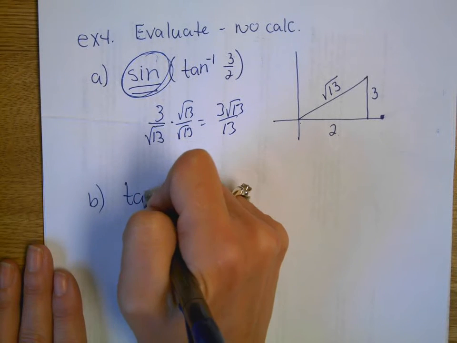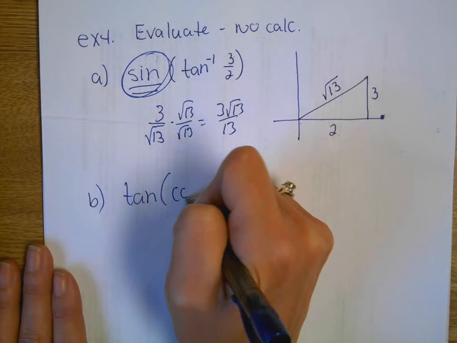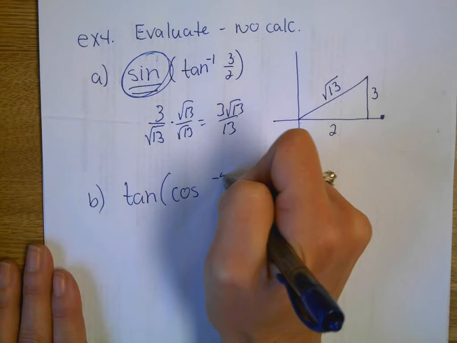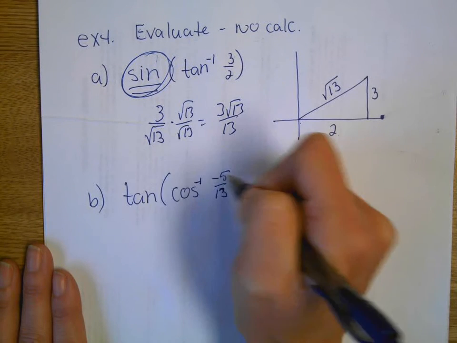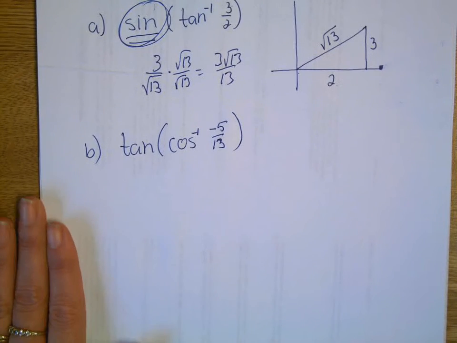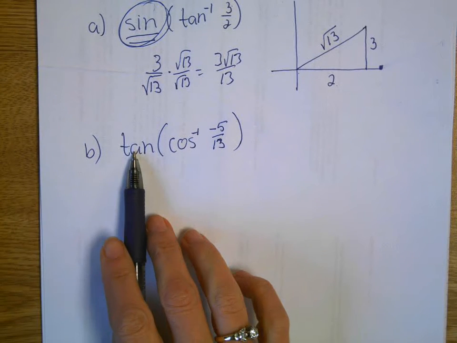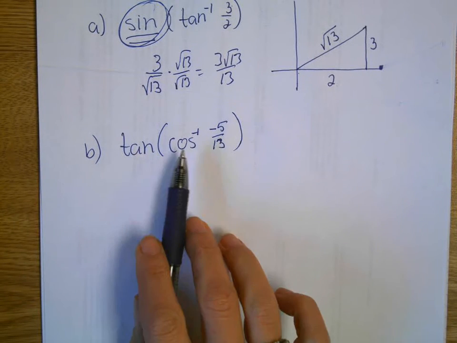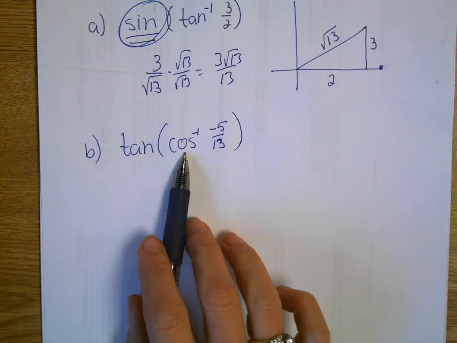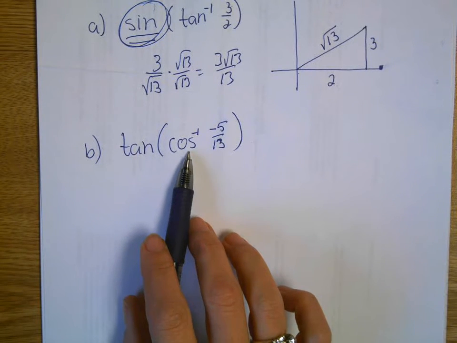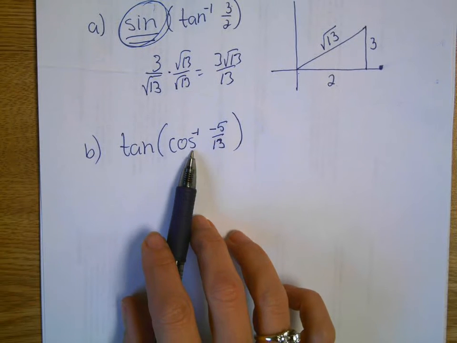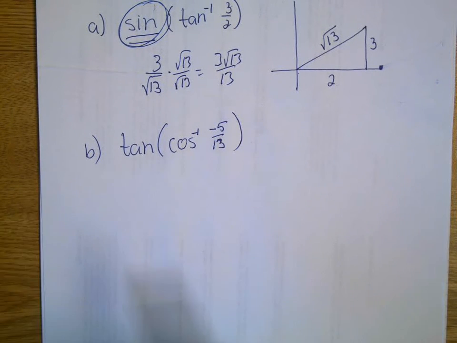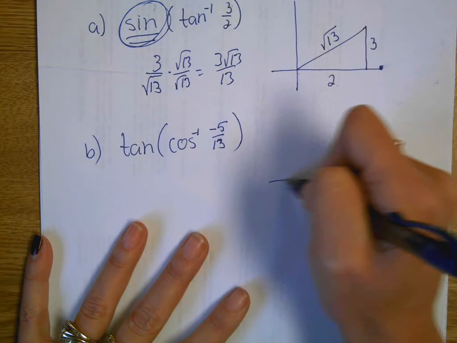Okay. Tangent of the inverse cosine of negative 5/13. Oh, inverse cosine. So my goal is to end up with a tangent ratio. But I need to know where this angle's at. And I know something about the cosine of it. Negative, so quadrant 2. So think about inverse cosine. Which quadrant is the inverse cosine going to be negative in that I can use? 2. So we're going to sketch a triangle in 2.